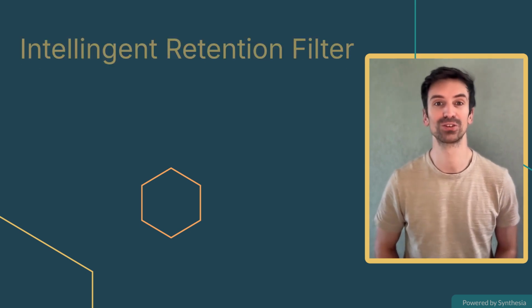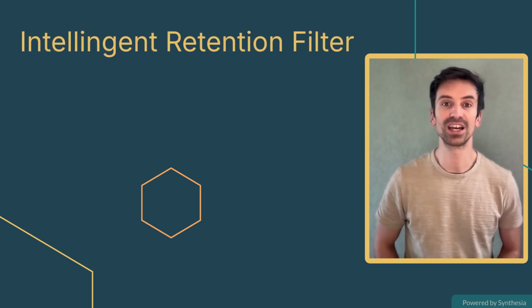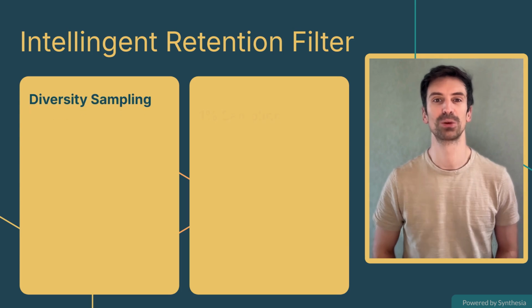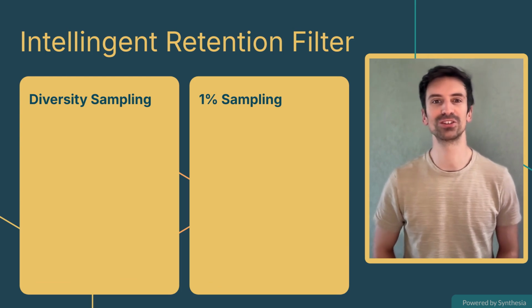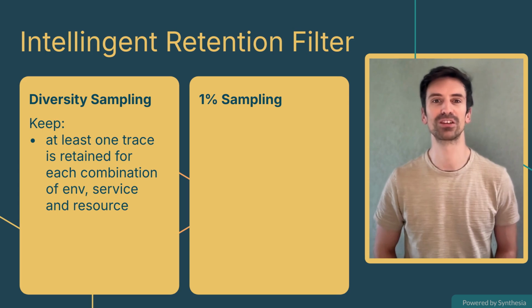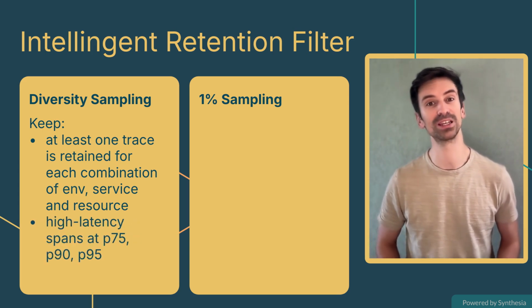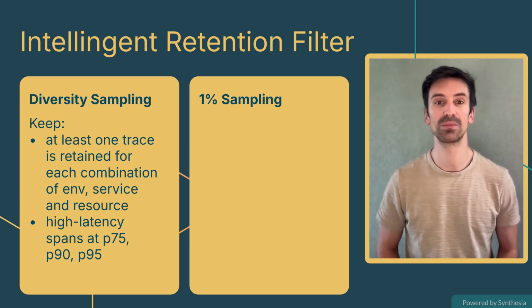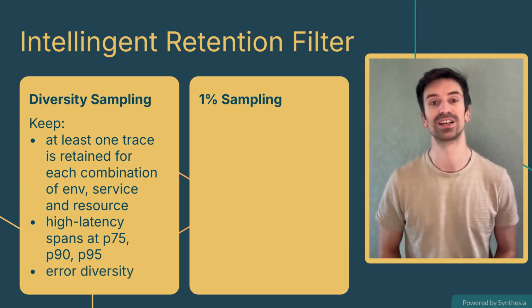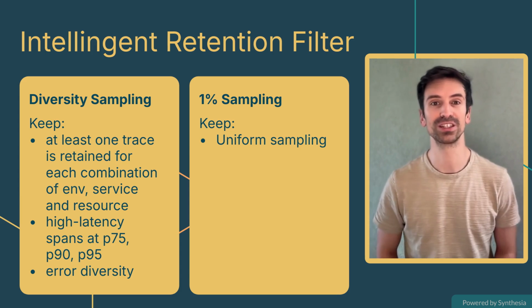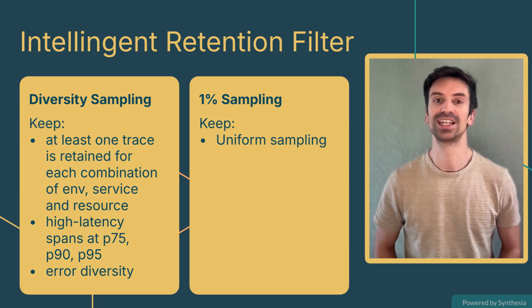Let's break down intelligent retention and how it decides what to keep. This filter actually applies 2 sampling strategies simultaneously, diversity sampling and 1% sampling. With the diversity sampling every 15 minutes, it ensures at least 1 trace is retained for each combination of environment, service, operation, and resource. Plus, it captures high latency spans at P75, P90, P95, and maintains error diversity across status codes. With the flat 1% sampling, it uniformly retains 1% of traces, based on trace_ID, applying the decision across the entire trace. And here's the kicker.